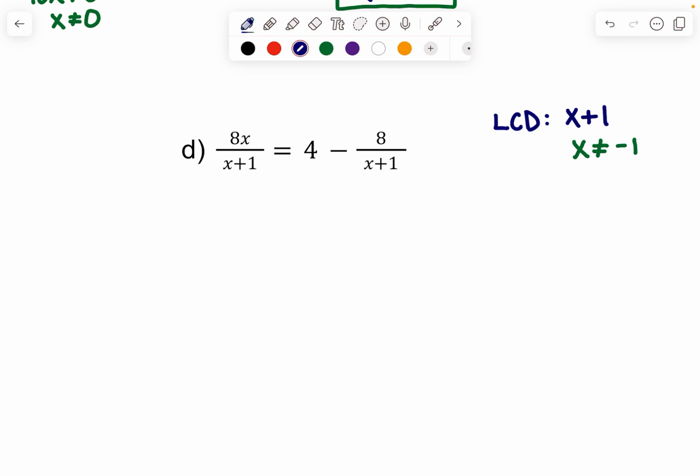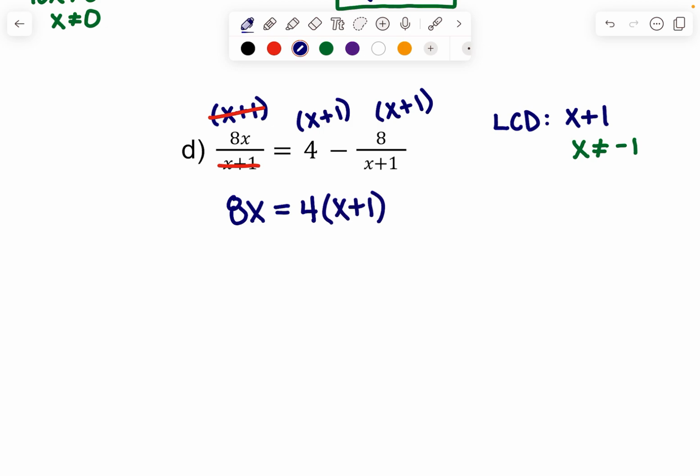We're going to take our LCD, and now we're going to multiply it above every term, including the 4. Just because it doesn't have a fraction doesn't mean we don't need to multiply it. It just means nothing's going to cancel. So our x plus 1s in this first fraction are going to cancel, and we're left with 8x equals, nothing cancels in our second term, so we have 4 times the quantity x plus 1. And then our x plus 1s cancel again, so we're just left with minus 8.